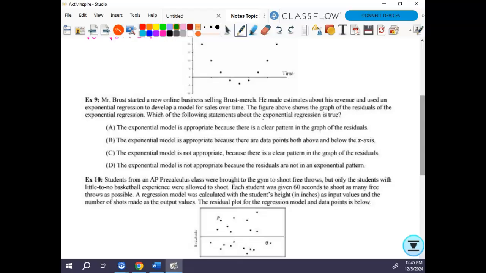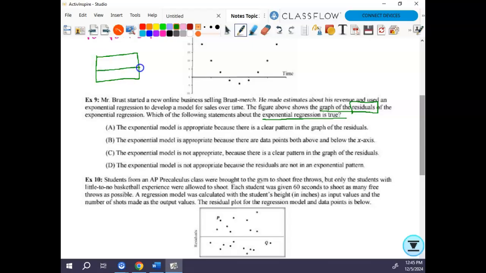So it's asking me about the exponential regression, but it tells me this is the graph of the residuals. And this graph looks more like a normal graph, I think, because most of the residual graphs you've seen have been like in a rectangle with that line in the middle. And that doesn't really have that same look. So make sure you know what you're actually looking at. So would you say this is or is not appropriate?